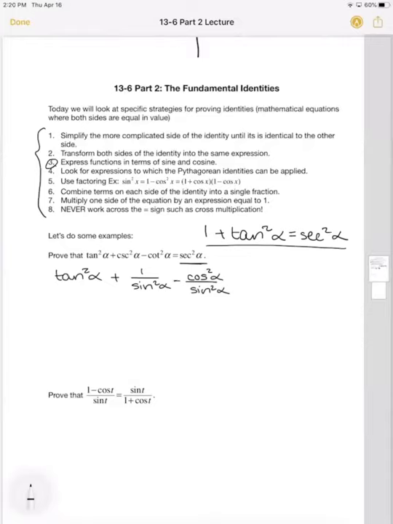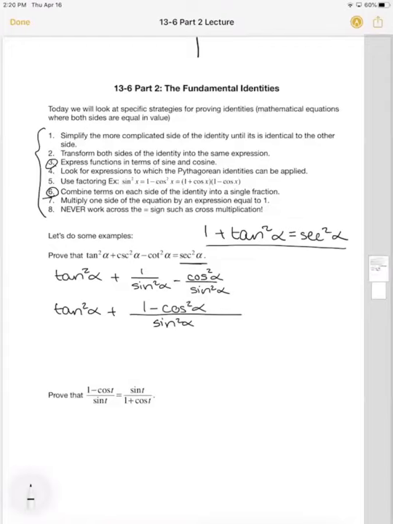Okay, now, what do we see here? I see a common denominator. So let's go ahead and rewrite tangent squared alpha plus, and let's create a fraction here. Remember, number 6 said combine terms on each side into a single fraction. So we're going to do it just with these second two terms on the left. So I have 1 minus cosine squared alpha over sine squared alpha.